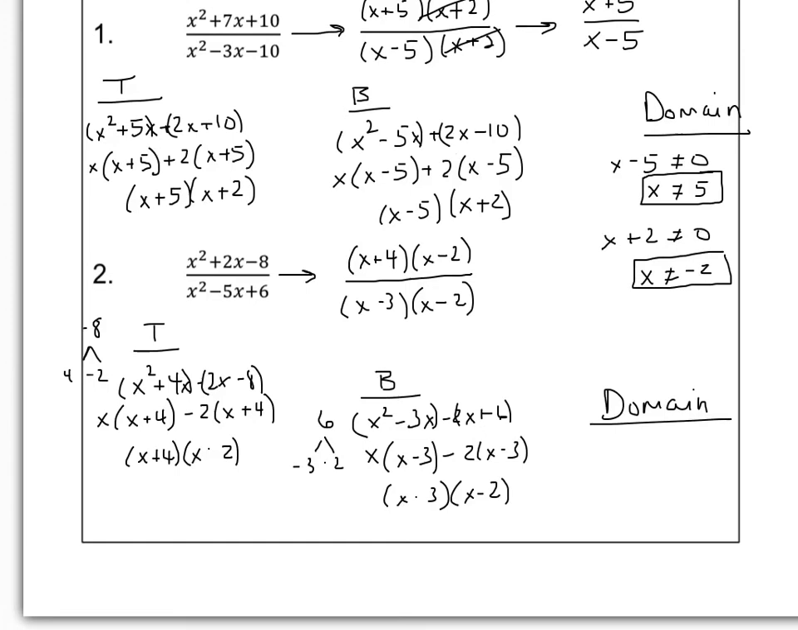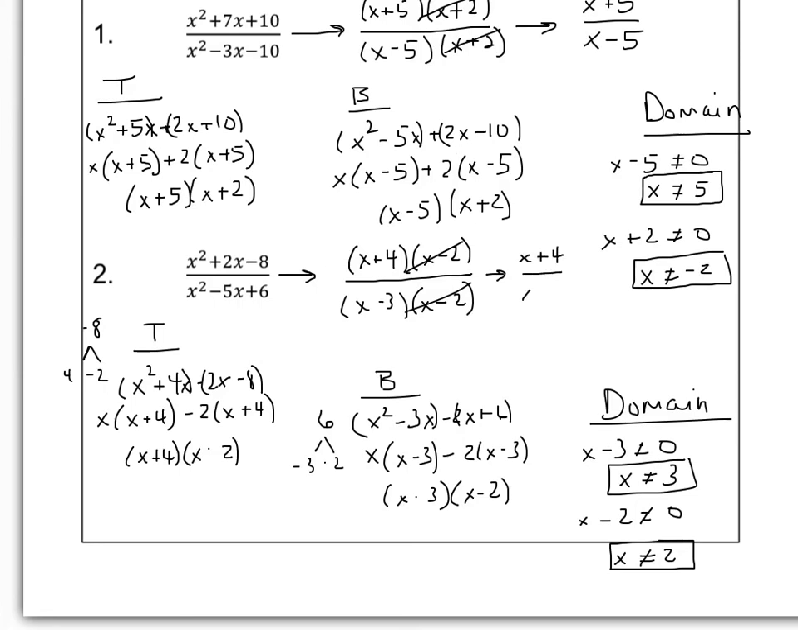On my domain, take the 2 parts in the bottom. So in this case, x cannot be 3 if I add 3 to each side to solve it. And in this case, x cannot be 2. Okay, so I found my domain. Now I go back here to the top, and I cancel out things that are exactly the same. And I end up with an x plus 4 over an x minus 3. And this guy right here is my answer.